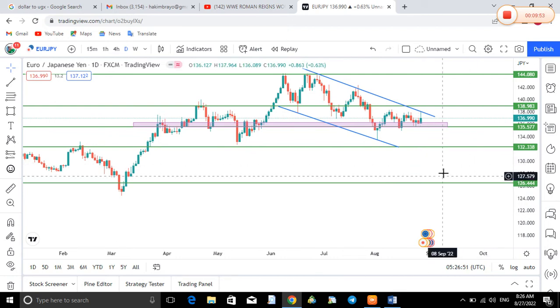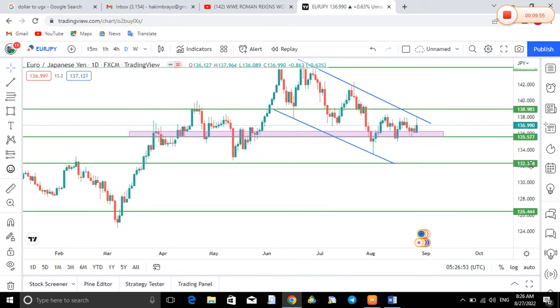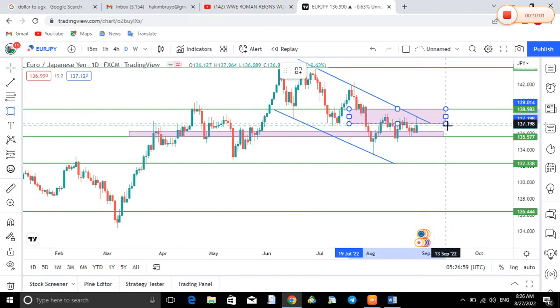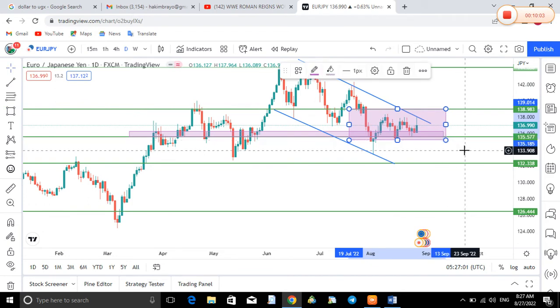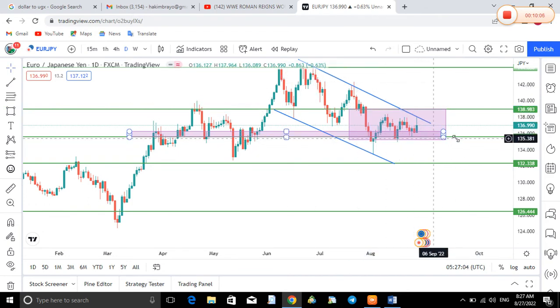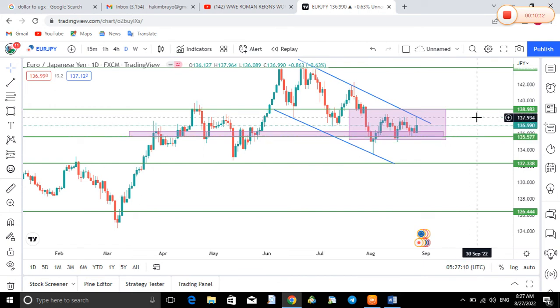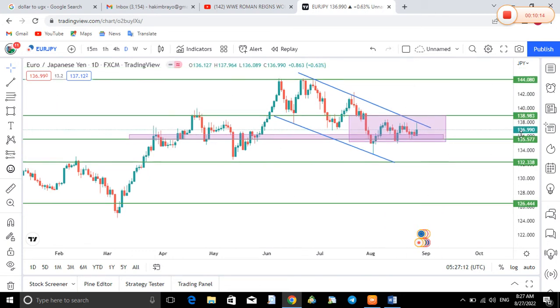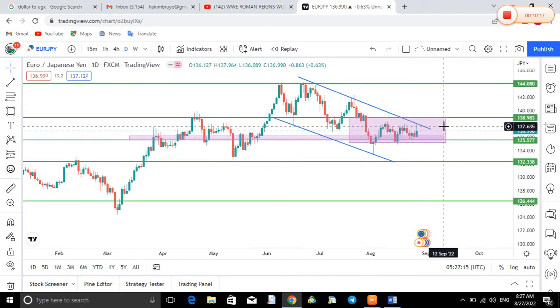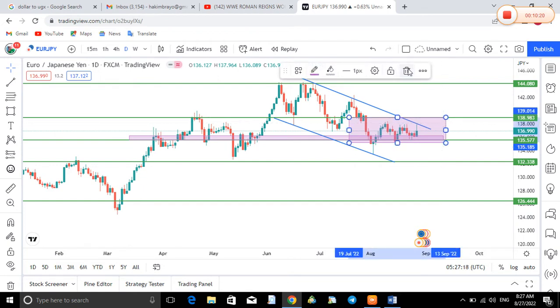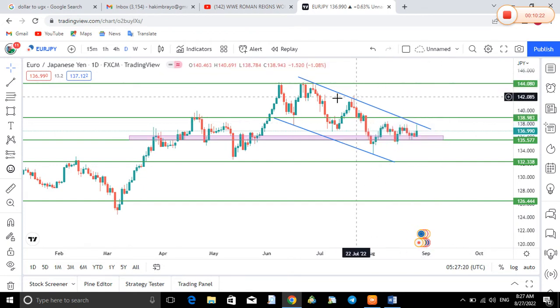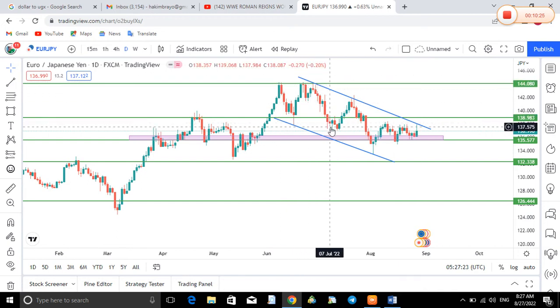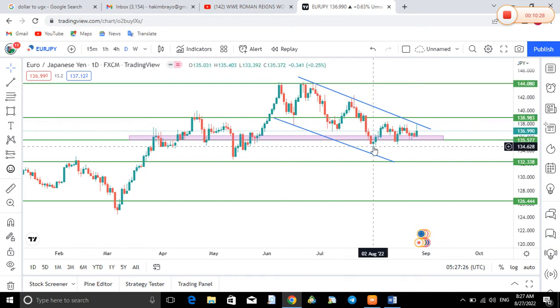Now on the daily time frame, I can see Euro JPY has been consolidating around this level. I don't know why, but we are going to see why it is consolidating around this level. If you get a clear picture inside this bullish flag of ours, let me first delete this. You can see we had an impulse, correction, impulse move. Now I can clearly see that we also have another impulse move.